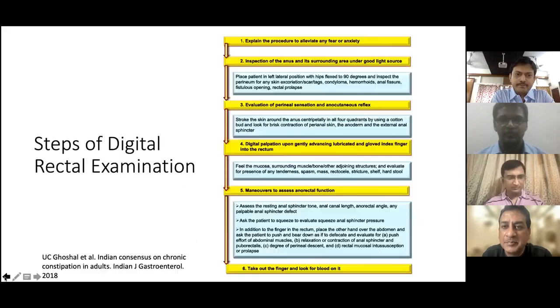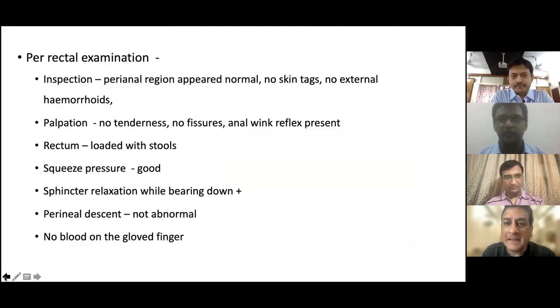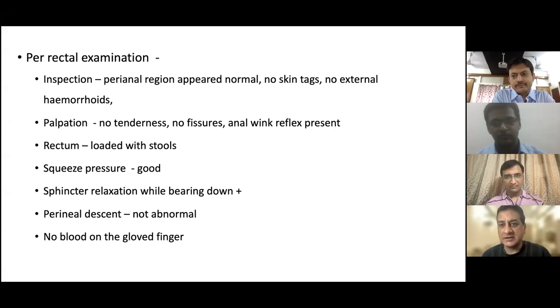Yes, looking at the PR examination is important. Although many of us or most of us do not do PR examination, sometimes PR gives a lot of information. The point which John made, that squeeze pressure tells you that this is external sphincter. Squeeze pressure means external sphincter pressure. And one important point which made John reconsider his diagnosis from pelvic floor to slow transit as a differential was the point which we found, sphincter relaxation while bearing down.